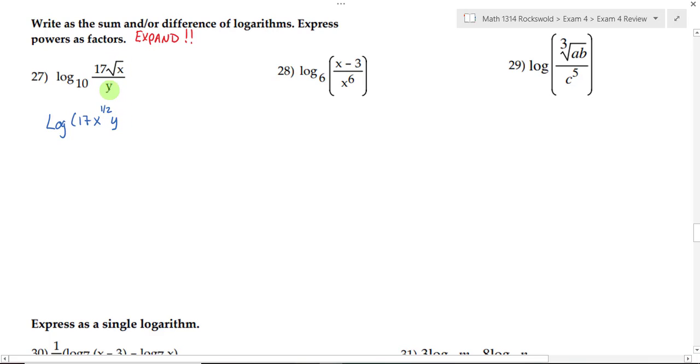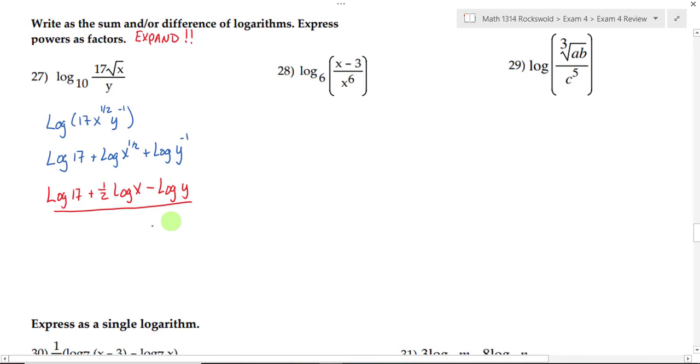1/2. And how would I rewrite this y with an exponent so that it could be moved up to the numerator? Negative 1. When you rewrite the argument as a product of powers of bases, then all you have to worry about is the product rule when you expand. So this would be log of 17 plus log of x to the 1/2 plus log of y to the negative 1. Then using the power rule, we can bring these exponents and write them down in front of the logs to get our final answer. Our final answer would be log 17 plus 1/2 log x minus 1 log y. And there's no need to write minus 1, just put a negative.